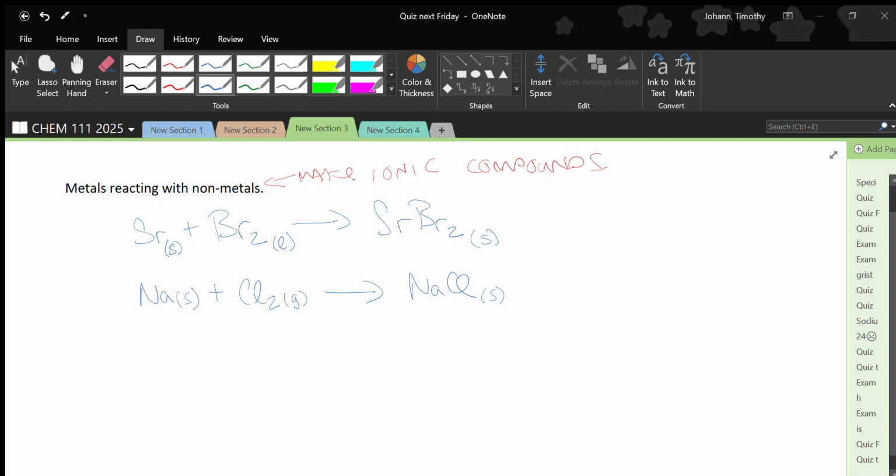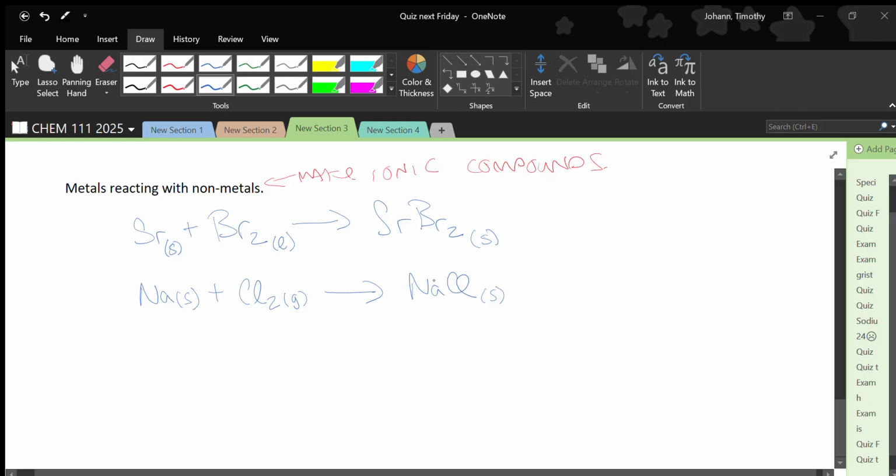How many chlorines on the left? 2. So I need to make 2 on the right. And then now I have 2 sodiums on the right, so I need to make 2 sodiums on the left. All right, so that's what I would do to balance that. Questions? Yeah.